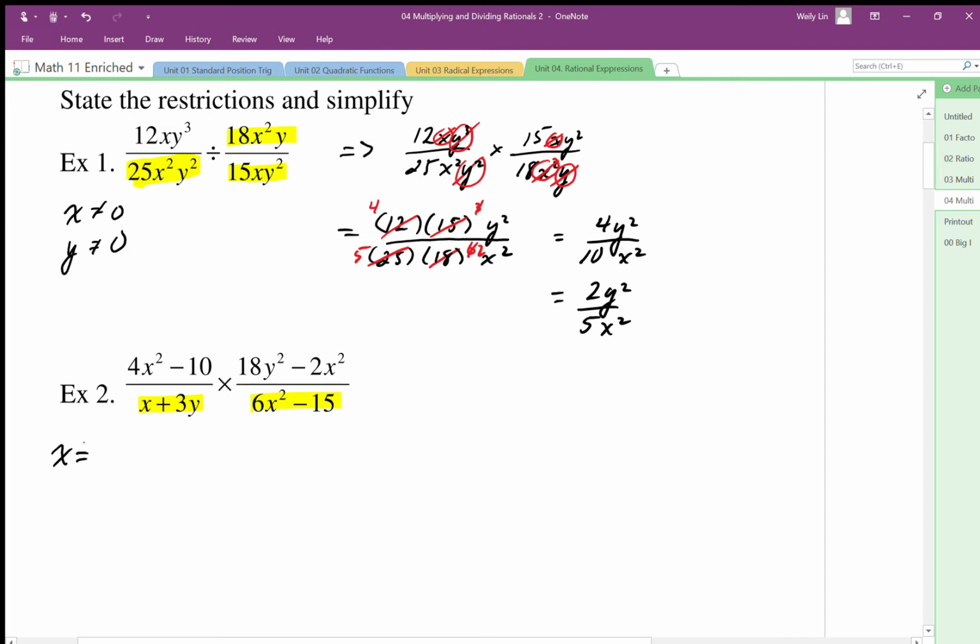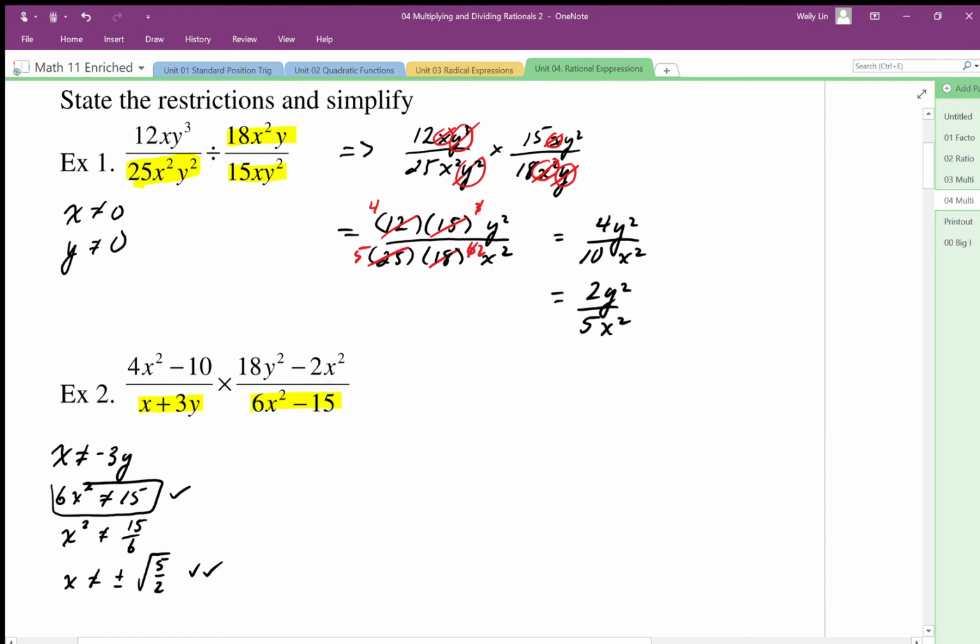So the first restriction will be x cannot equal negative 3y. If x is equal to negative 3y, we get a 0 there. We also have here the restriction 6x squared cannot equal 15. We probably should solve for x, and so we end up with 15 over 6. So x is not equal to plus or minus, and I'm just going to simplify that fraction to 5 over 2. So those are restrictions there. This is good enough. This is better.